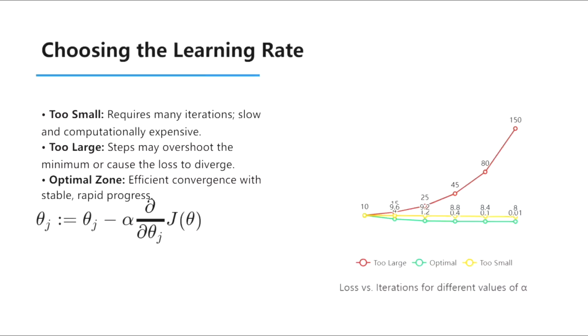Looking at this chart of loss versus iterations, we are aiming for the Goldilocks zone. Too high, and the loss will oscillate or diverge. Too low, and the curve stays flat for far too long. We need that perfect middle ground for efficiency.